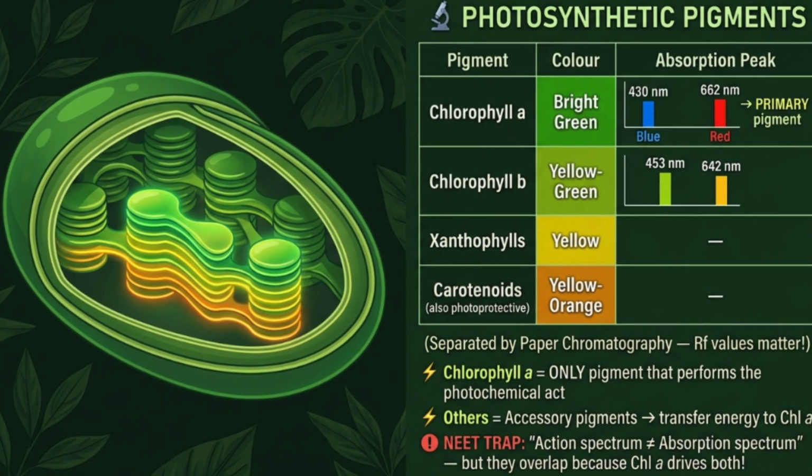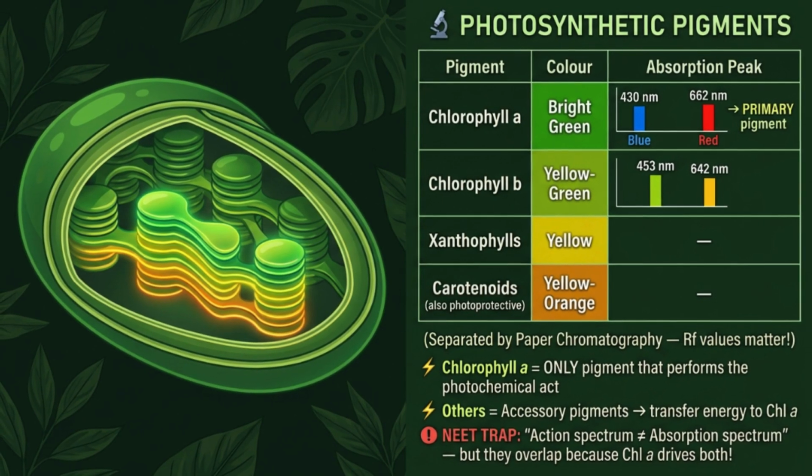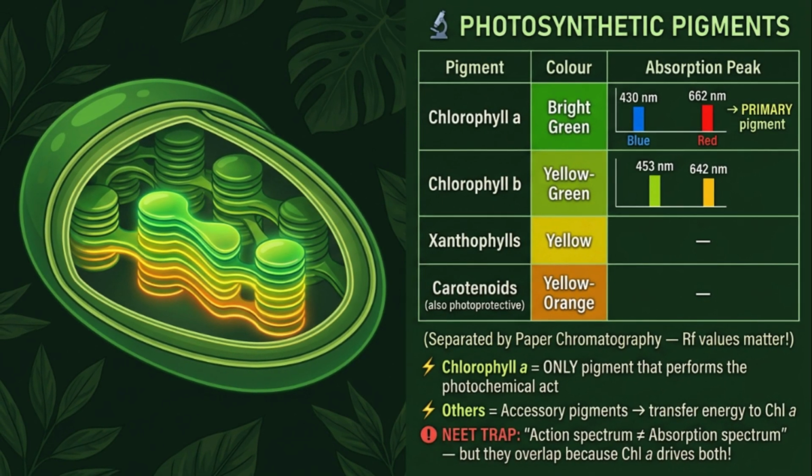Let's start with photosynthetic pigments, and this is where NEET loves to drop trap questions. Inside the chloroplast, there are 4 main pigments. Chlorophyll A, bright green, absorbs at 430 nanometers in the blue region and 662 nanometers in the red region. This is your primary pigment. It is the only one that actually performs the photochemical act, the actual splitting of water and release of energy. Then we have chlorophyll B, yellow-green, absorbs at 453 and 642 nanometers. Xanthophylls, yellow, and carotenoids, yellow to orange, and they also protect the leaf from photooxidative damage.